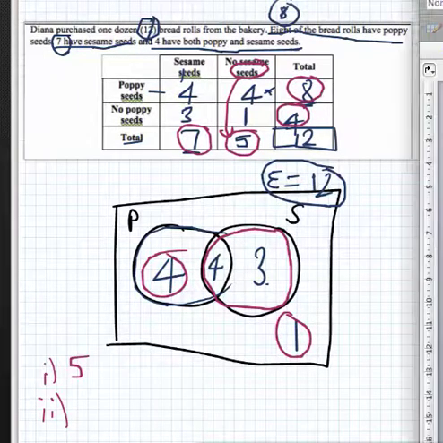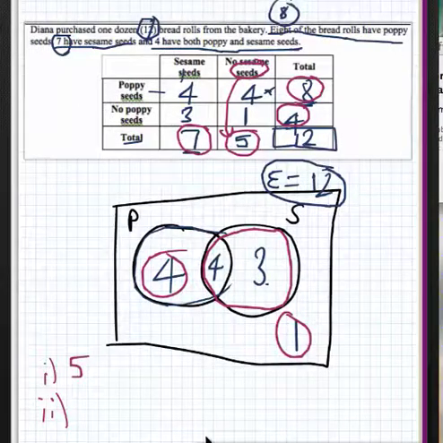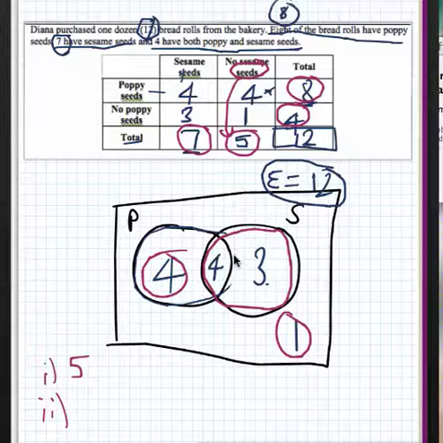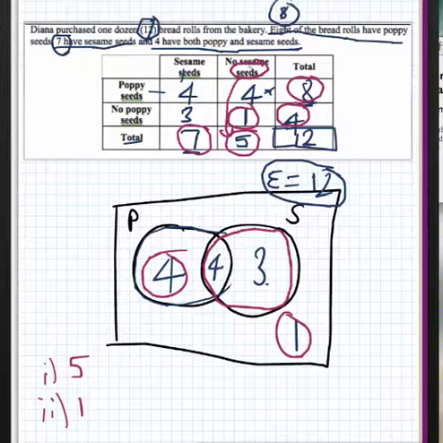The next question asks us, how many of the bread rolls have neither sesame nor poppy seeds? Well, if we look at the Venn diagram, what's not in the circle? It is 1. So the answer is 1. In our two-way table, here it is. There's that 1. No sesame seeds and no poppy seeds.